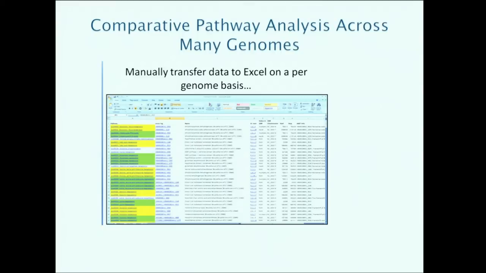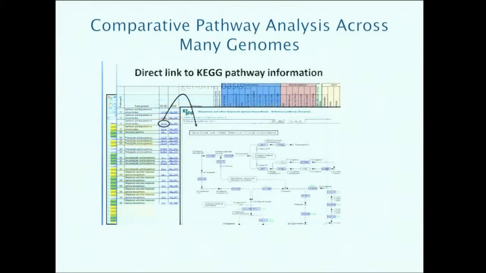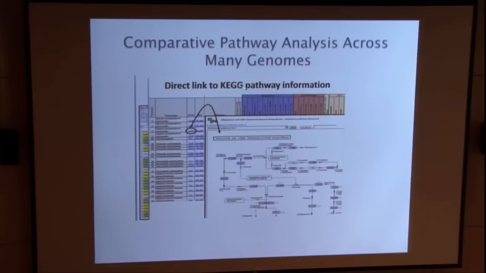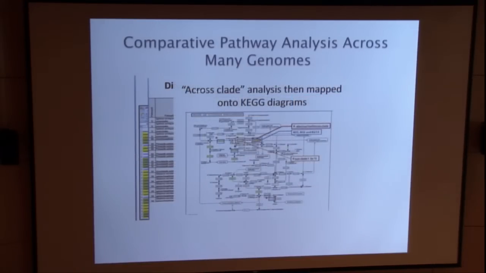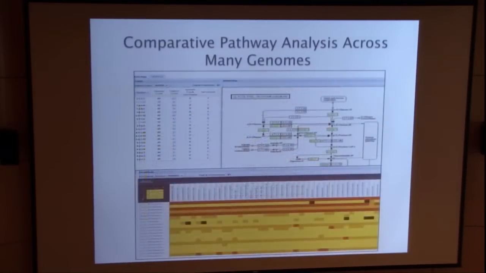Before, they were manually transferring their genomes from NCBI to Excel on a per-genome basis. They were then directly linking to KEGG pathway information, and then doing across-clade analyses. You know, I want to look across a clade of organisms that I care about and see what's present, what's absent, and they were mapping that onto KEGG diagrams.